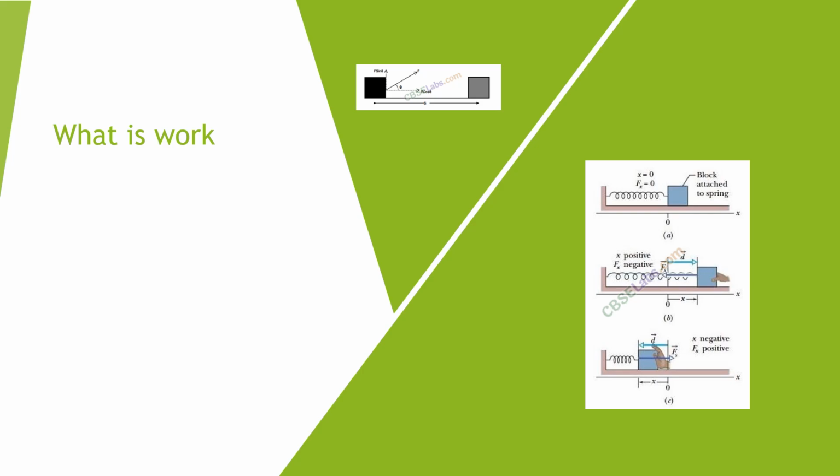If an object undergoes a displacement S along a straight line while acted on by a force that makes an angle theta with S as shown, the work done W by the agent is the product of the component of force in the direction of displacement and the magnitude of displacement. If we plot a graph between force applied and the displacement, then work done can be obtained by finding the area under the F-S graph.